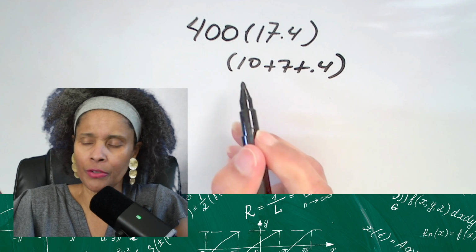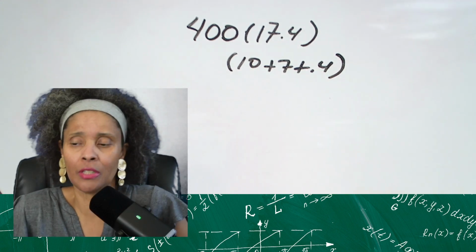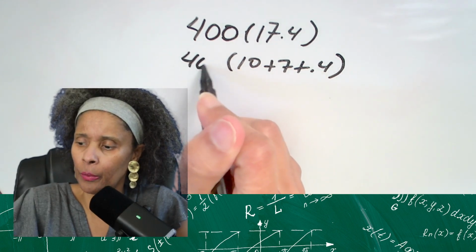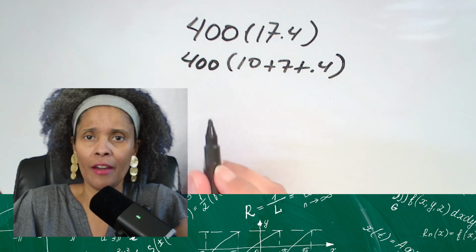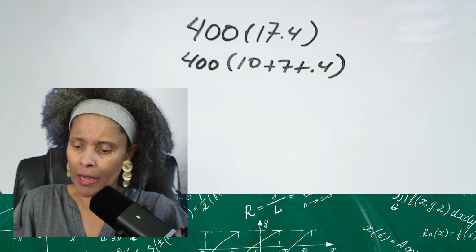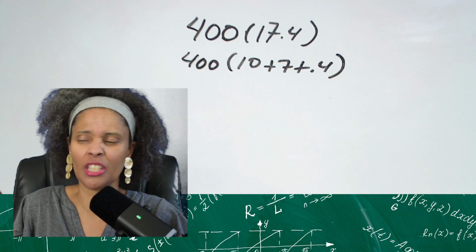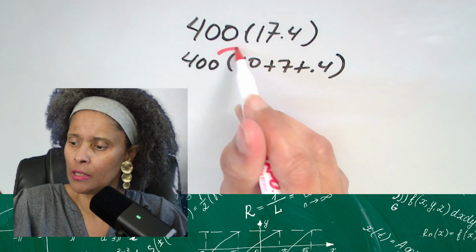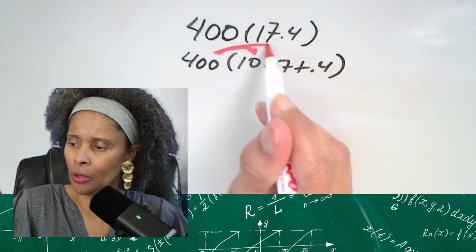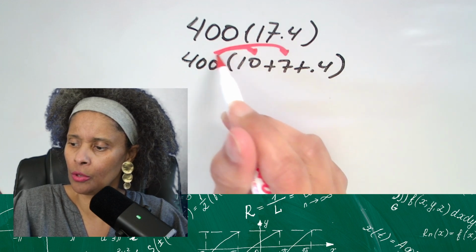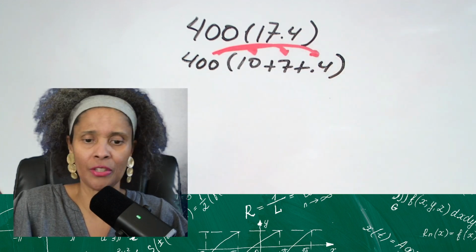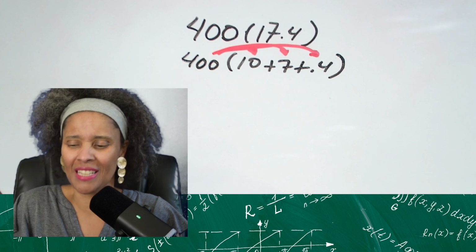So I'm going to have 400 times these three components that make up 17.4. You can almost do this in your head when you break it down this way. So now I have 400 and I'm going to multiply it by each of these numbers here. That's the distributive property. I'm going to distribute it to 10 first, then I'm going to go to the 7 and then the 0.4 and be able to get our answer like that. So I'm going to do all three of those to help us break it down.